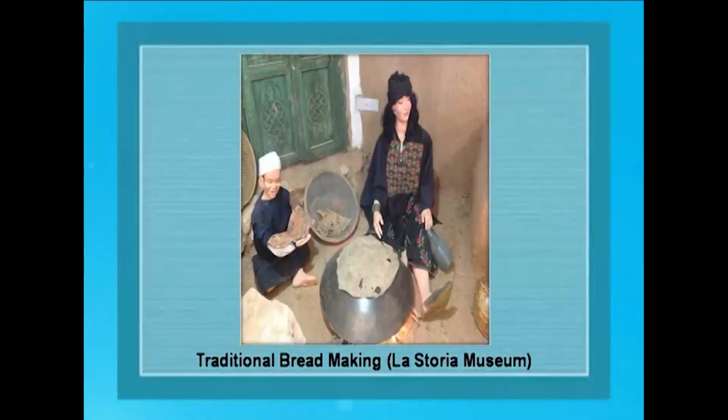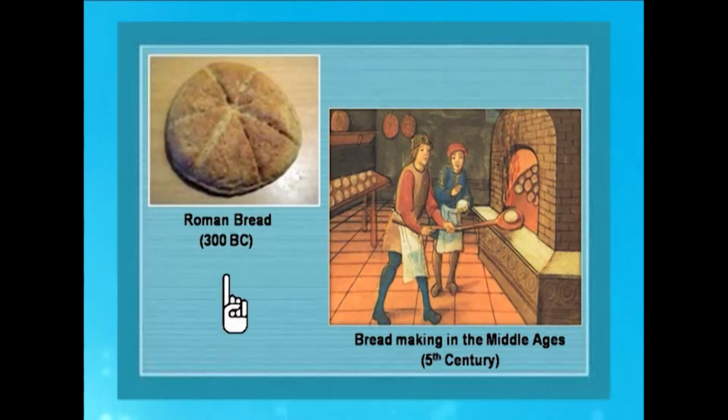We can see here traditional bread making, which shows a simple stone on which bread is baked. Now, moving on to Roman times, approximately around 300 BC, Roman people knew how to make bread. Probably the bread that was used was a flat bread, unlike the ones that we consume today. Later, towards the 5th century, a systematic or modernized form of bread making evolved.